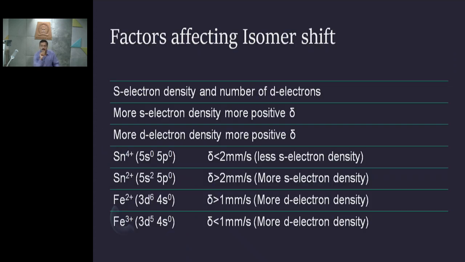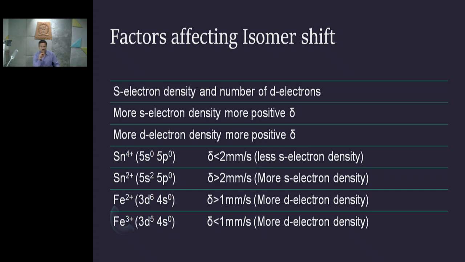The factors affecting the isomer shift are S electron density and the number of D electrons. If there is more S electron density, there is a more positive delta value. More D electron density, more positive delta value. Here are some examples: Sn4+, which is 5s0 5p0, has very little electron density, so the delta value decreases by 2 mm per second.